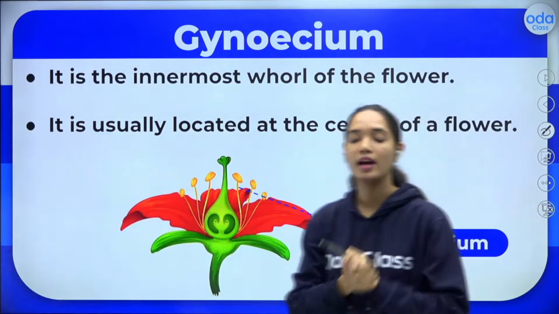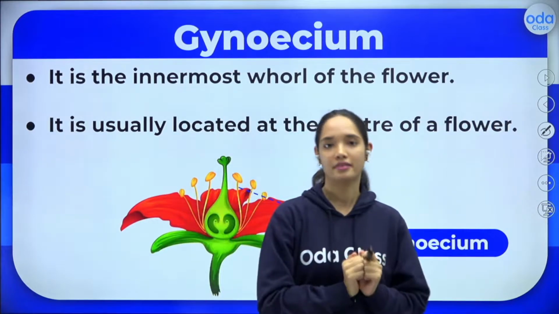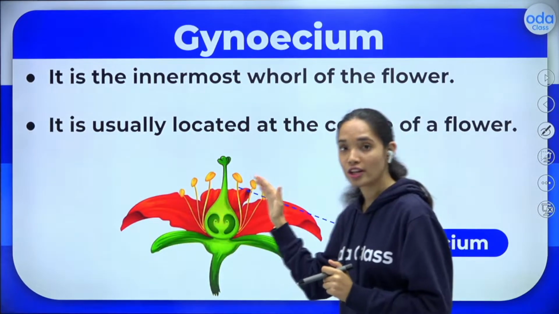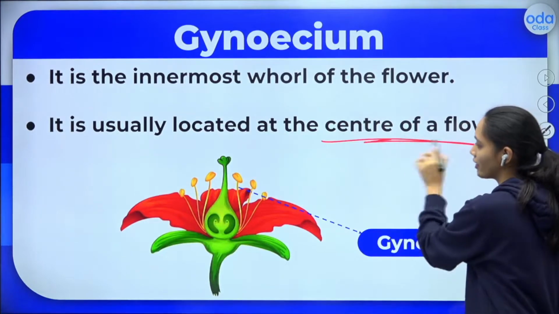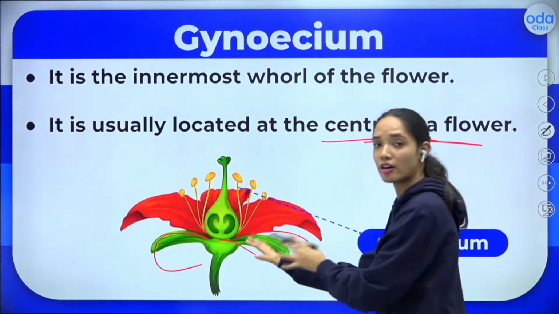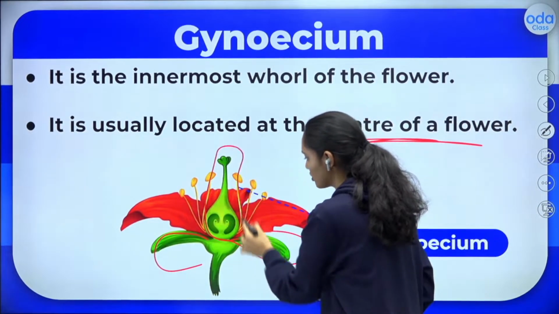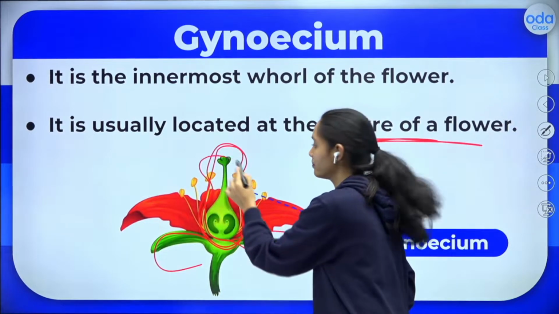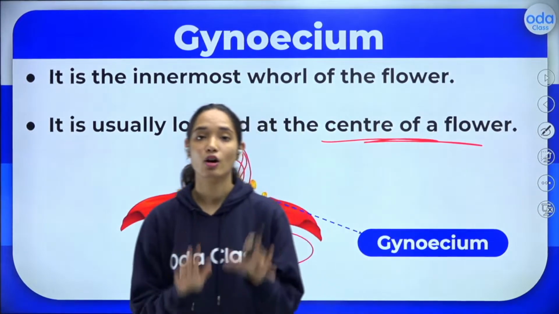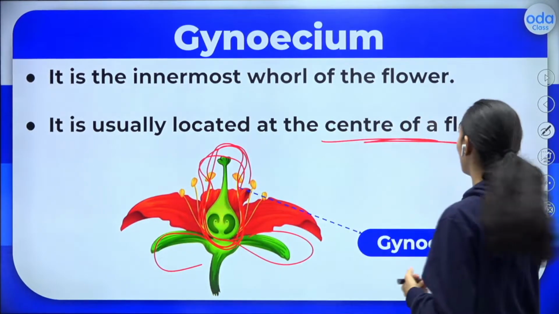let's learn about the gynoecium. So what is gynoecium? It is the innermost whorl of a flower, and this is usually located at the center of a flower. You can see three layers here, right? This is your calyx, this is your corolla, and this is your androecium. At the center, this region is your gynoecium. So always remember, dear students, it is usually located at the center of the flower.